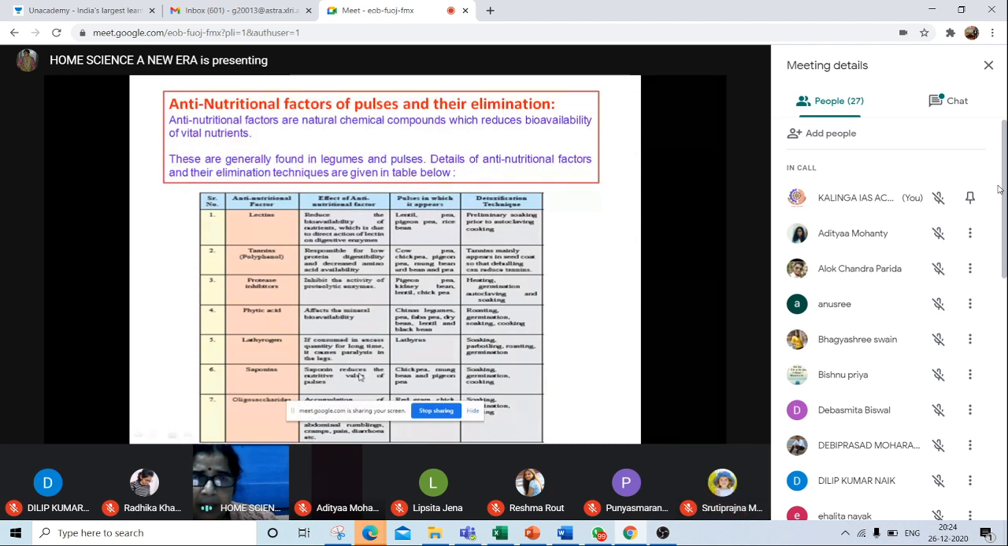Then saponins. Saponins reduce the nutritive value of pulses. That is, it is present in your chickpea, mung bean, and pigeon pea also. So you can remove it by soaking, germination, and cooking. Then another anti-nutritional factor is oligosaccharides, which we cannot digest. Generally, we can remove it by soaking.